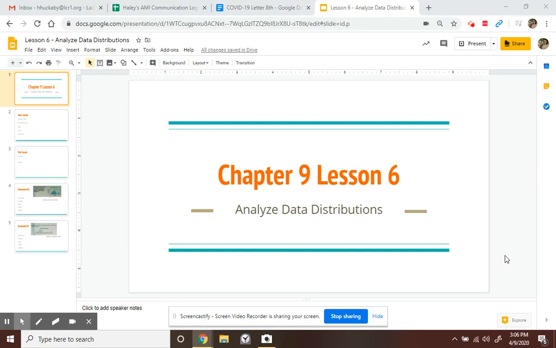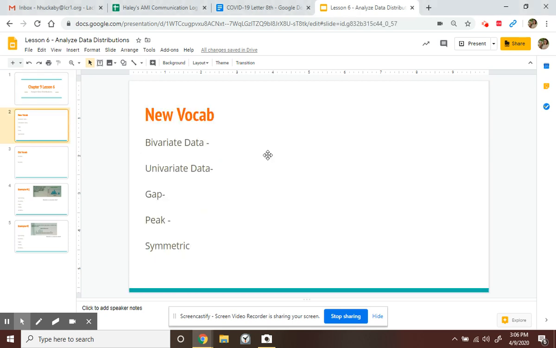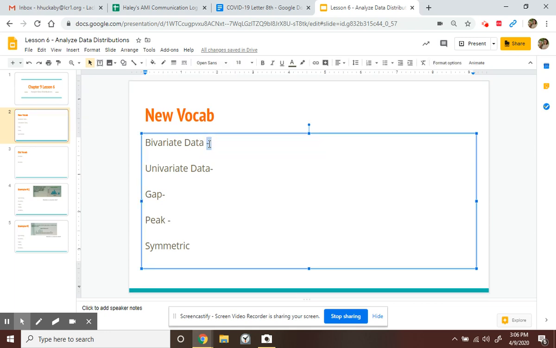All right, we're doing lesson 6. This is the last one in this chapter. We are analyzing data distributions, which sounds really scary, but it's not. All right, so we have some new vocabulary to go through first.